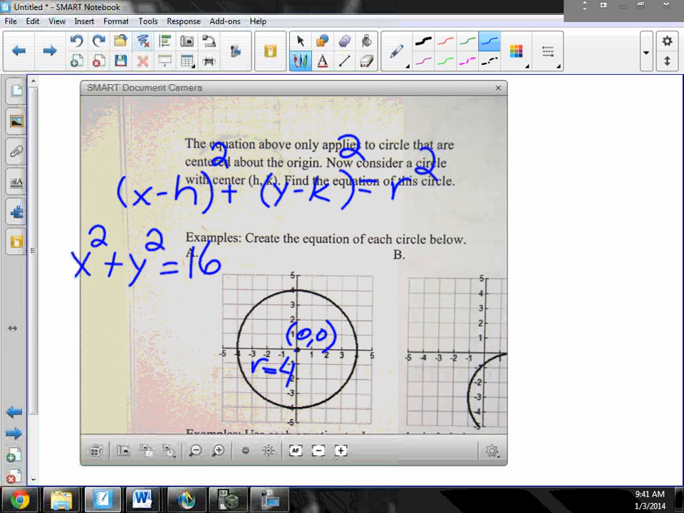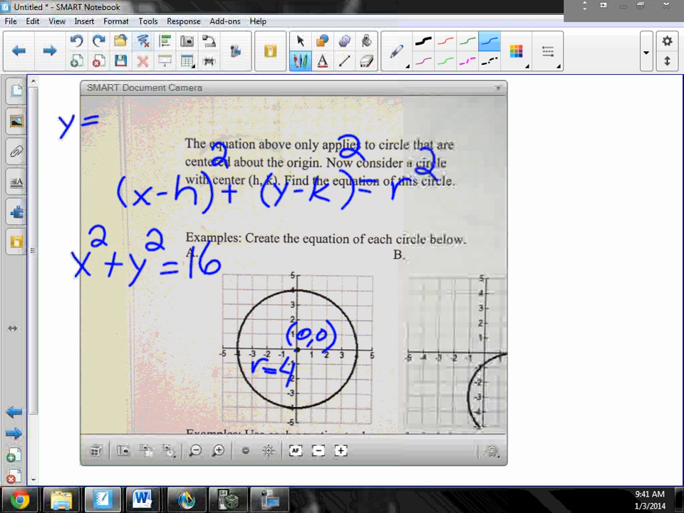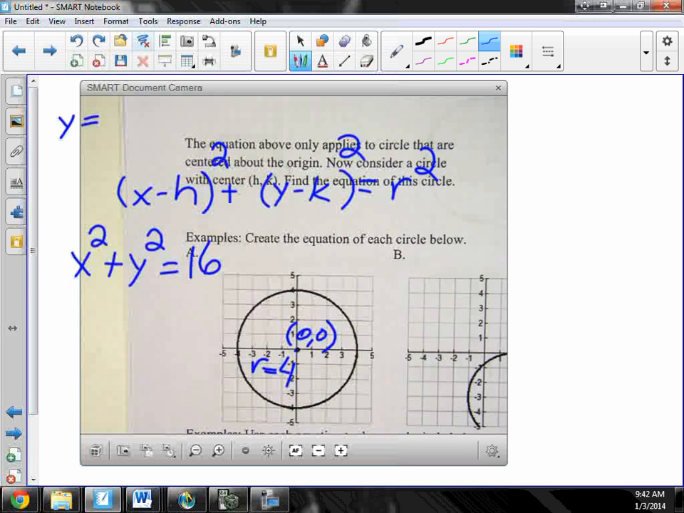How do we graph this? Well, if we go into our y equals, you have to graph it in this form. Well, it's not in that form, and there's another problem. Is a circle a function? Not even close. It fails the horizontal line test everywhere. So we need to solve for y. So how can I change this equation to solve for y?